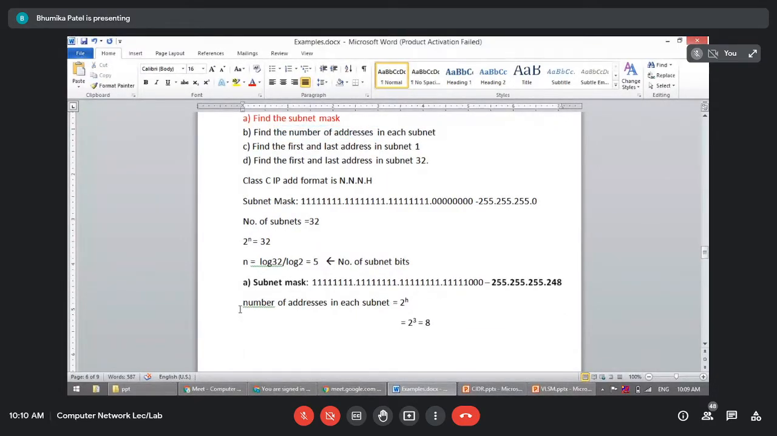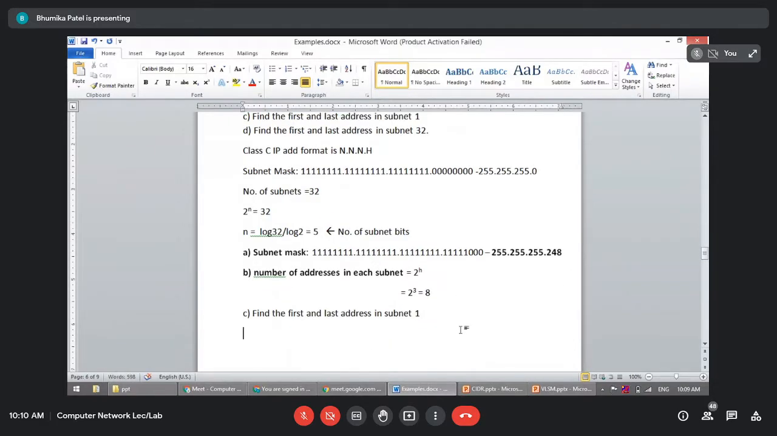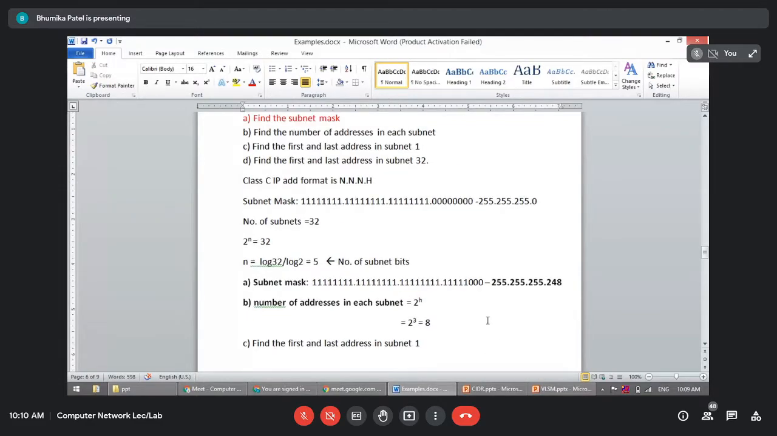Wait, I'm just writing B here. Okay. Next, we have to find the first and last IP address in subnet number 1. So what will be the first IP address of subnet 1? Obviously it will start from 0.